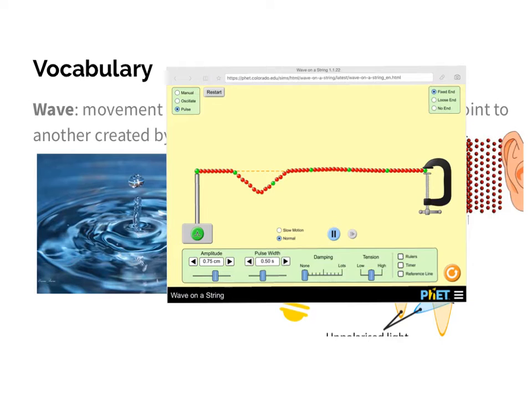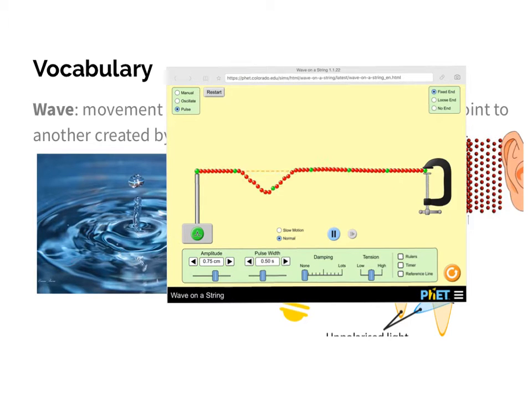It hits that clamp and then it heads back to the left. It hits the generator and it goes back and forth. The idea is that this wave was created by the disturbance. The disturbance was energy. Essentially, it's the thing that was moving up and down. That motion, think of that as kinetic energy, is now being transferred through the object. And this is how waves work.